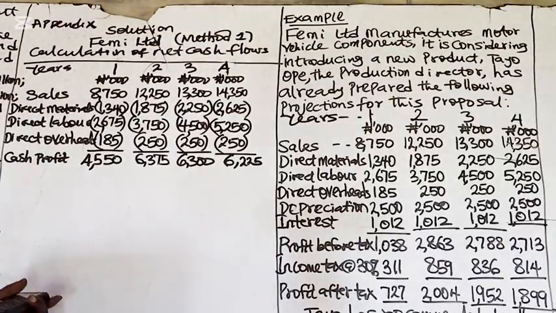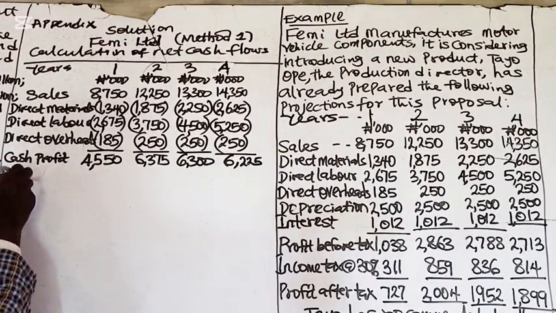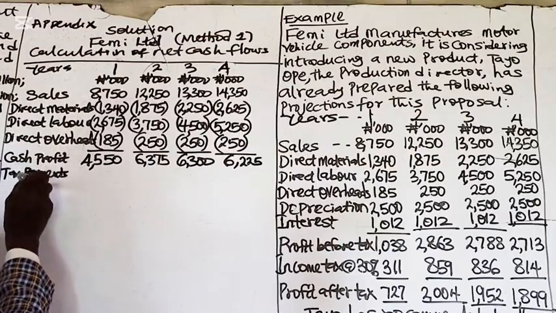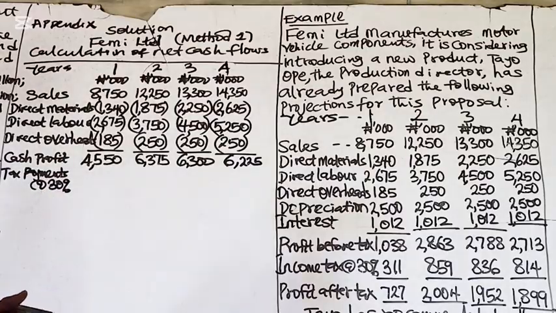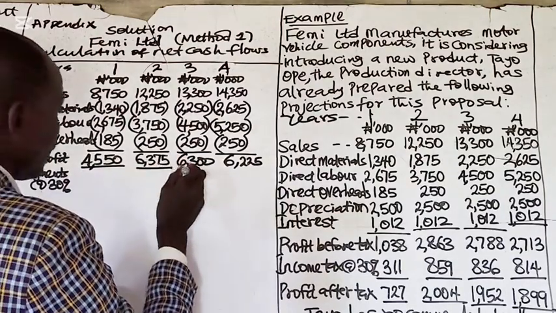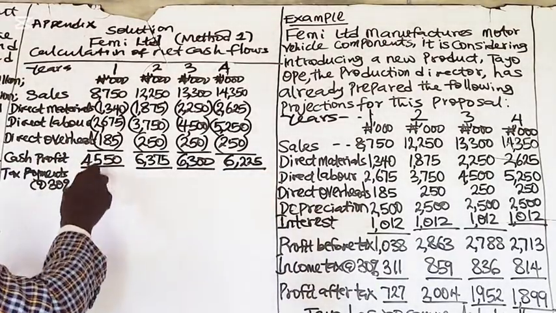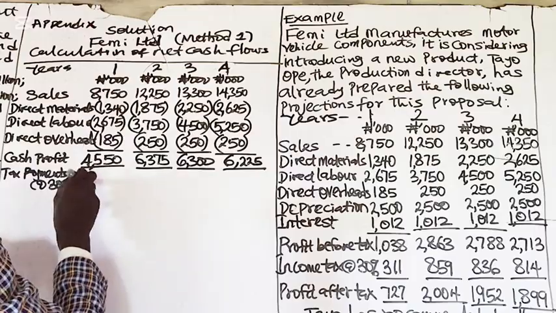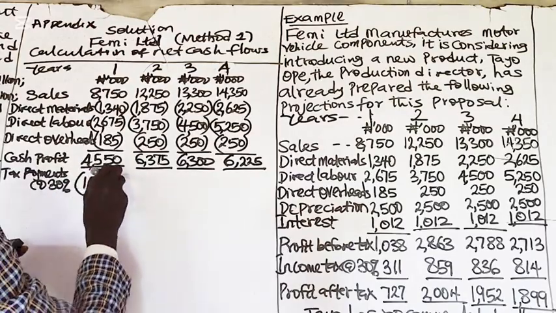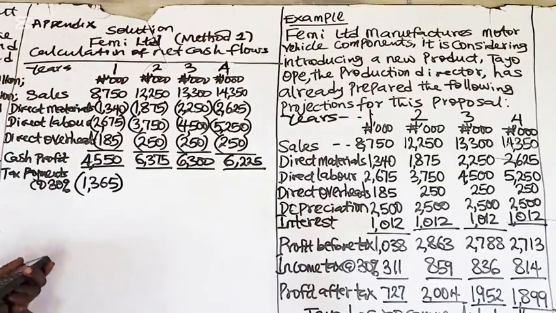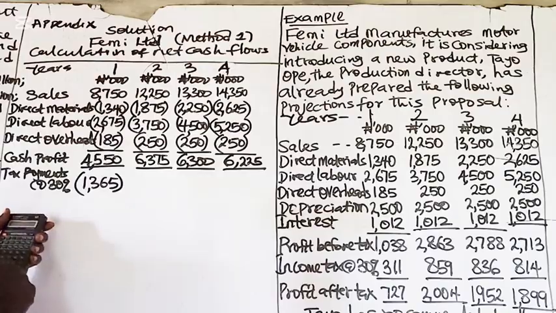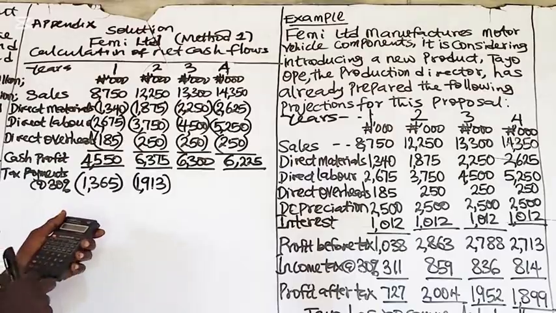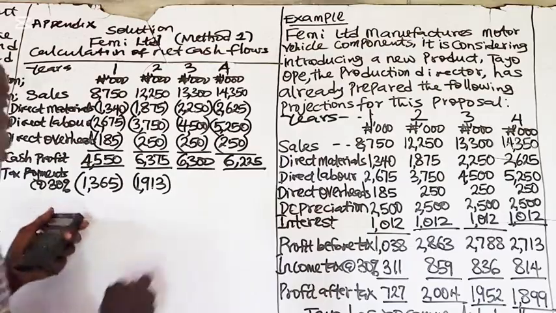So now we want to calculate tax payments. What is our tax rate? 30%. So you calculate your tax on this. What is 30% of 4,550? We have 1,365. That is the amount that will be paid as tax. Now, 6,375. What is 30% of that? We have 1,913. 6,300, 30% of that, 1,890.